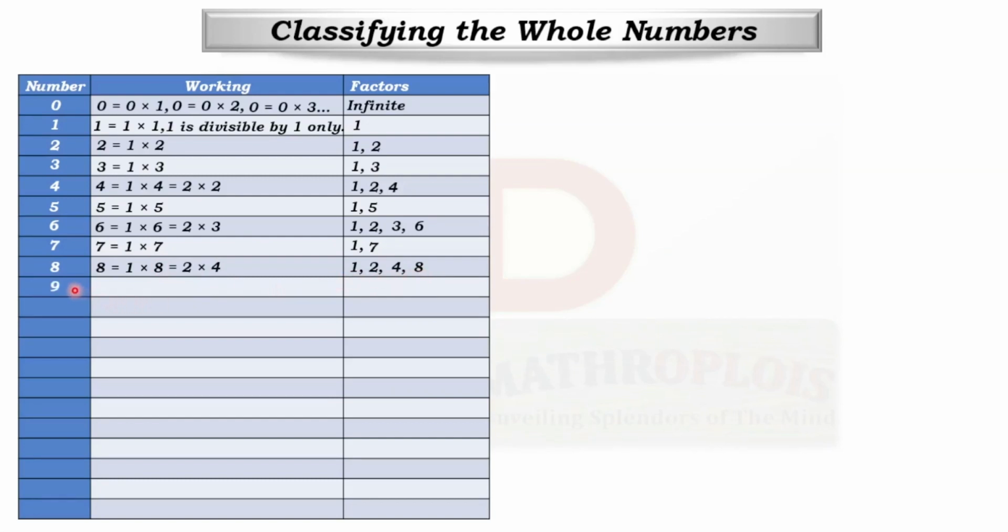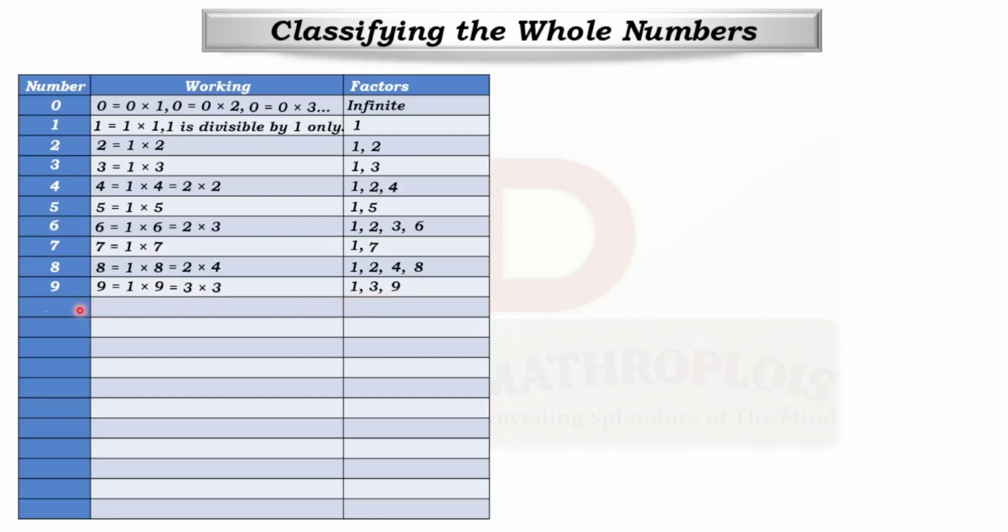Next number is 9. Let us now find out all possible factors of 9. 1 multiplied by 9 is equal to 9. 3 multiplied by 3 is equal to 9. And there isn't any other factor of 9. In this case, first factor is 1, second factor is 3, third factor is 9 itself. So 9 has total 3 factors. Means more than 2 factors.